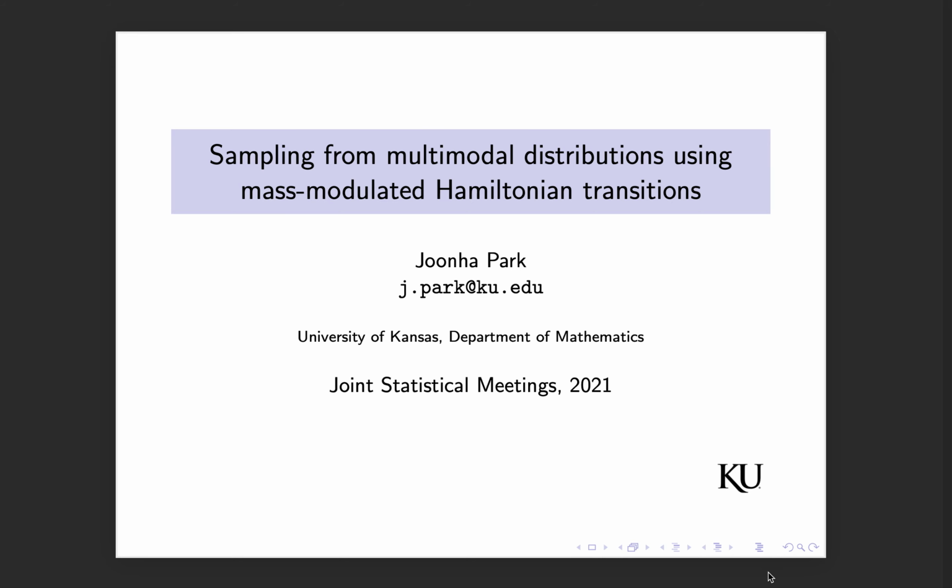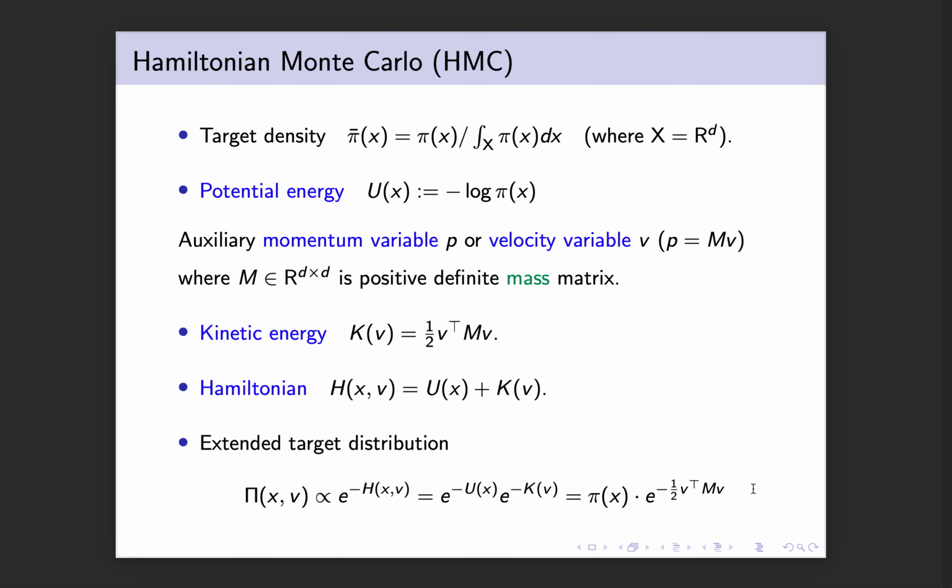I will talk about a new Hamiltonian Monte Carlo method developed for efficient sampling from multimodal target distributions. I will denote the unnormalized target density by pi of x, and negative log of pi is defined as a potential energy U, which is a function of the variable x. HMC uses an auxiliary momentum variable p, which has the same dimension as x, or alternatively uses an auxiliary velocity variable denoted by v.